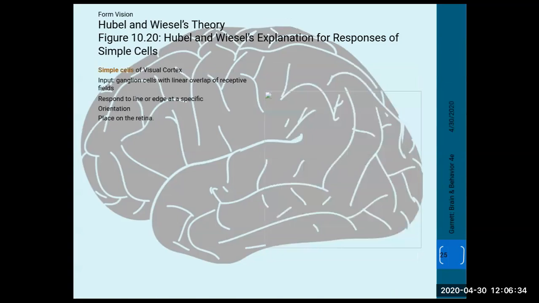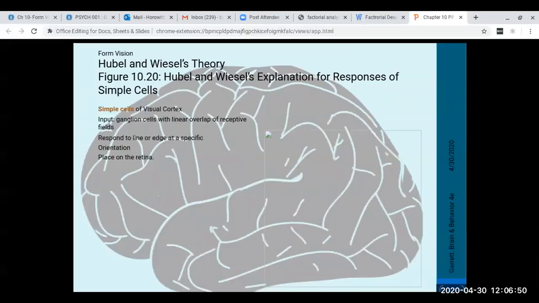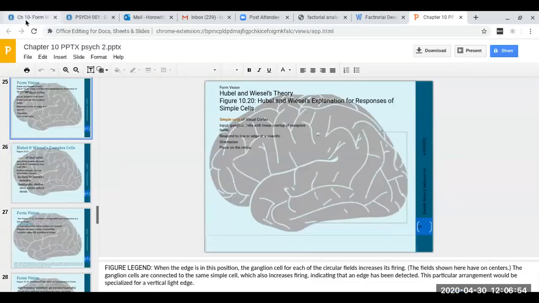So here's another one that we can't see. Simple cells of the visual cortex. Again, ganglion cells get information from the rods and the cones, and they overlap with the receptive fields. This allows them to respond to a line or edge at a specific orientation. So we talked about what the simple cells look like in the cat retina.